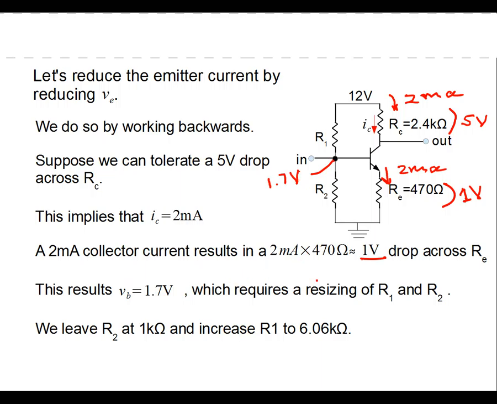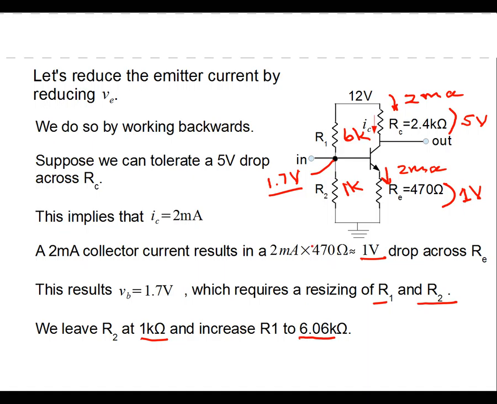Okay, and that means we have to resize R1 and R2 because we're going to divide 12 volts now down to 1.7 rather than that 4.7 we did before. So if we arbitrarily keep R2 at 1 k ohm and we increase R1 now to 6 k ohms, so we have 1 k ohm here and we have 6 k ohms here, we would get this base potential down to about 1.7 volts. So that looks like we have a much better chance of making it work.